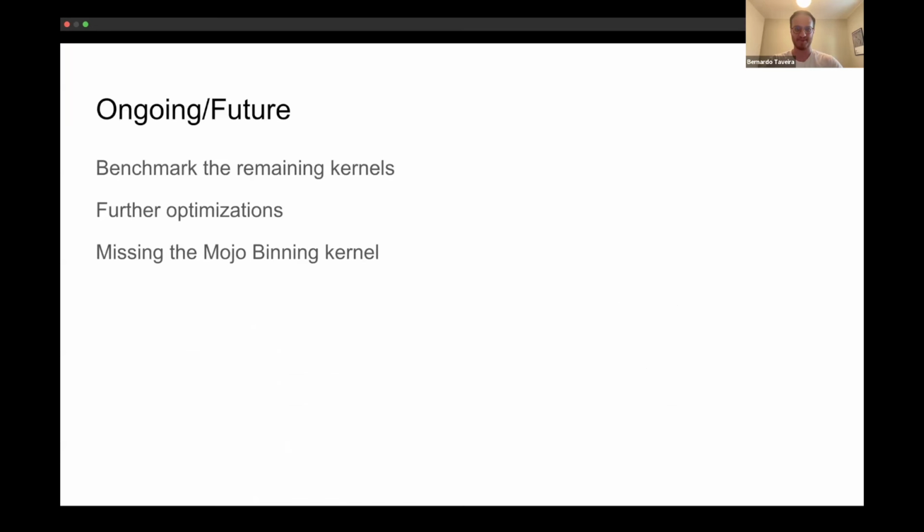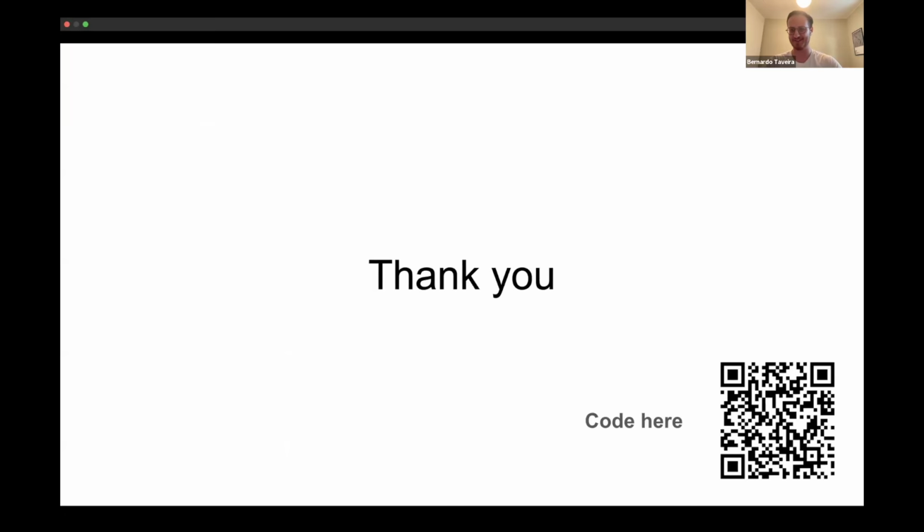Yeah, ongoing work: benchmarking the remaining kernels, of course, and further optimizations, and there's still something missing. The binning kernel I still haven't done in Mojo because I have a lot of problems allocating tensors inside the kernel. I was trying to do some clever magic to make it even faster, but I couldn't. So that will be ongoing work. And thank you very much. If you are interested, feel free to contribute to the project. It's a side project, so I'll take any contributions I can.